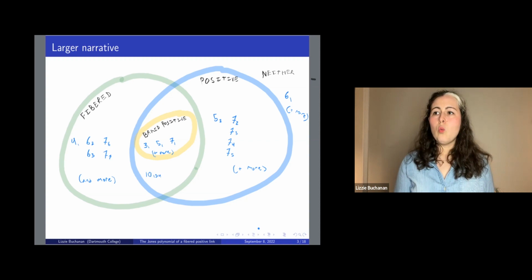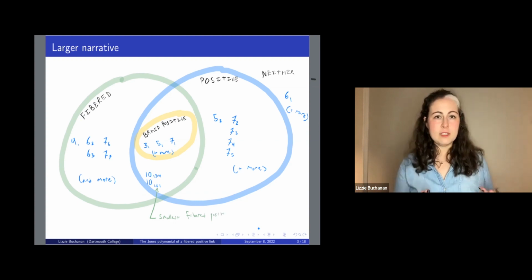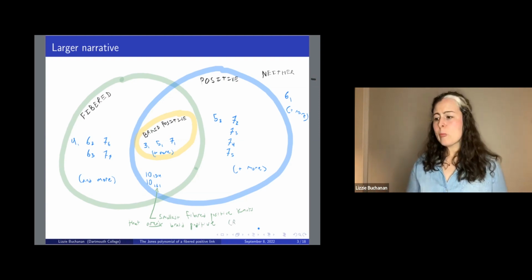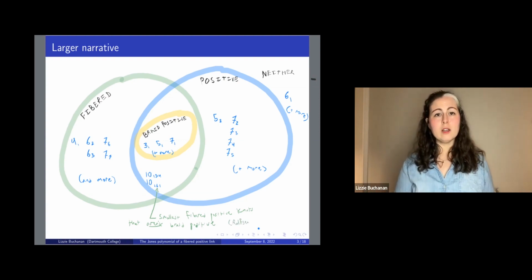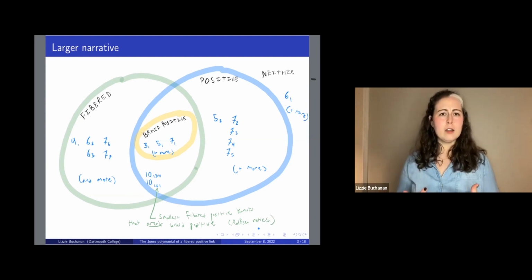So one way that we could use this theorem is to exclude certain knots from having a braid positive representation, because certainly if they aren't fibered and positive, then they can't be braid positive. This theorem is also helpful if you are like me and you're interested in being able to distinguish almost positive knots from positive knots. So in general, it is very hard to distinguish those two groups.